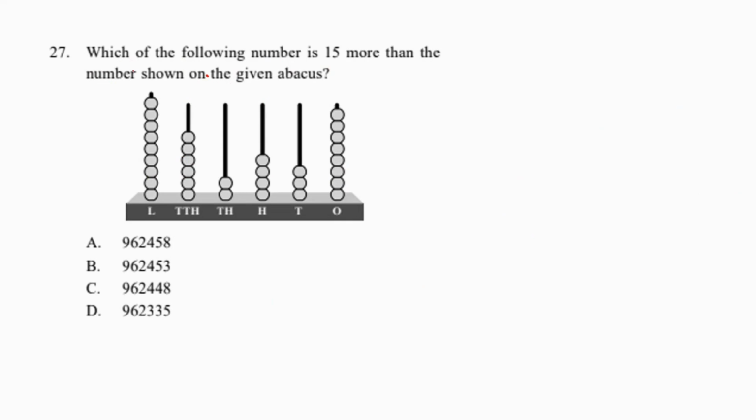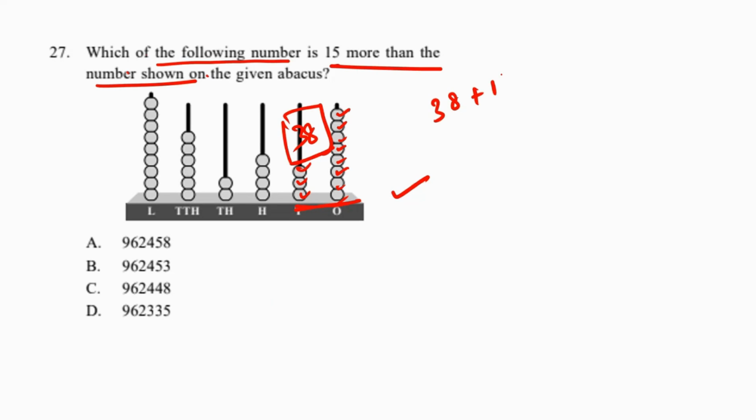Moving on to the next question, over here is an abacus given. Which of the following numbers is 15 more than the number shown? Since we just need to add 15, if we just observe the last two digits, that would also help us with the answer. Over here we have 3. Over here we have 1, 2, 3, 4, 5, 6, 7, 8. So the last two digits are 38. If 15 is added to it, it becomes 53. So the only one ending at 53 is option B. That's the answer.